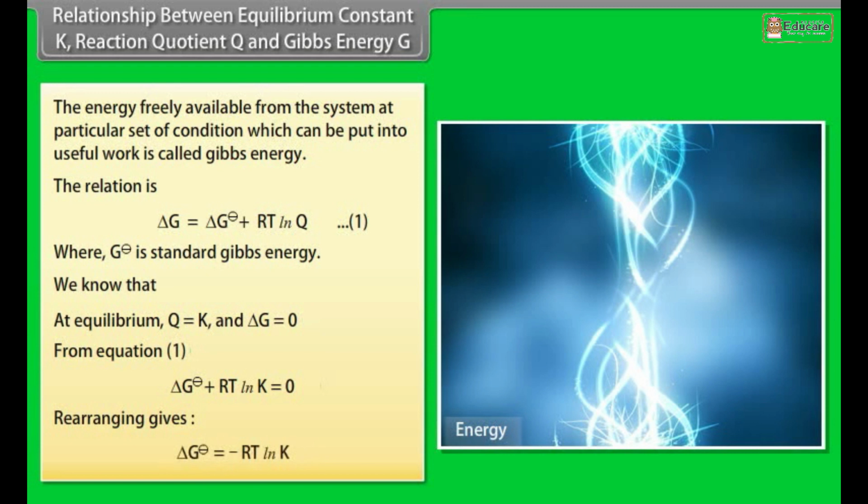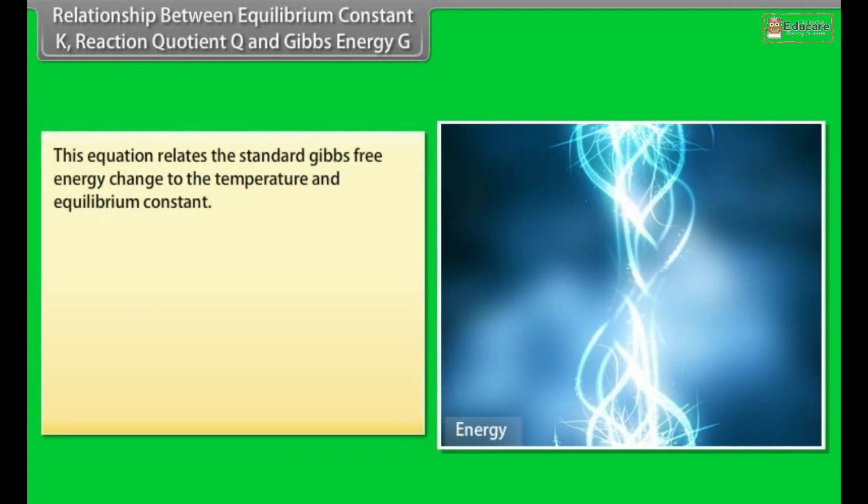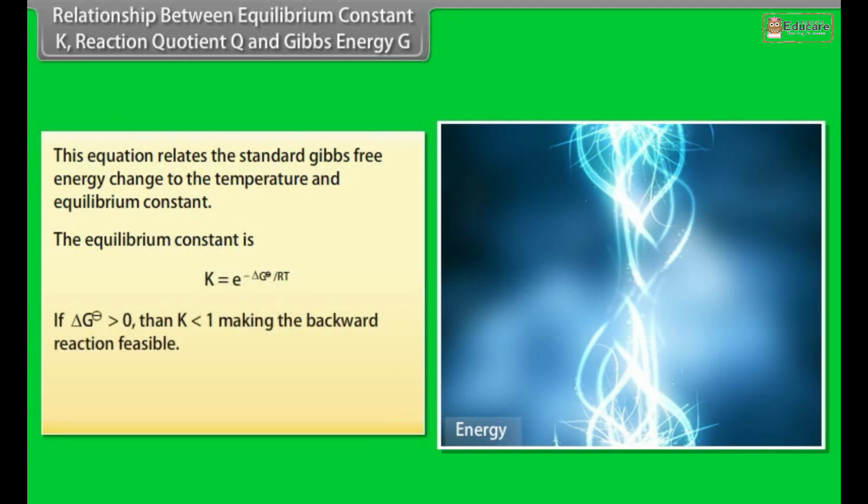Rearranging gives this equation, which relates the standard Gibbs free energy change to the temperature and equilibrium constant. The equilibrium constant is, if change in standard Gibbs free energy is greater than 0, then K is less than 1, making the backward reaction feasible. If change in standard Gibbs free energy is less than 0, then K is greater than 1, making the forward reaction feasible.